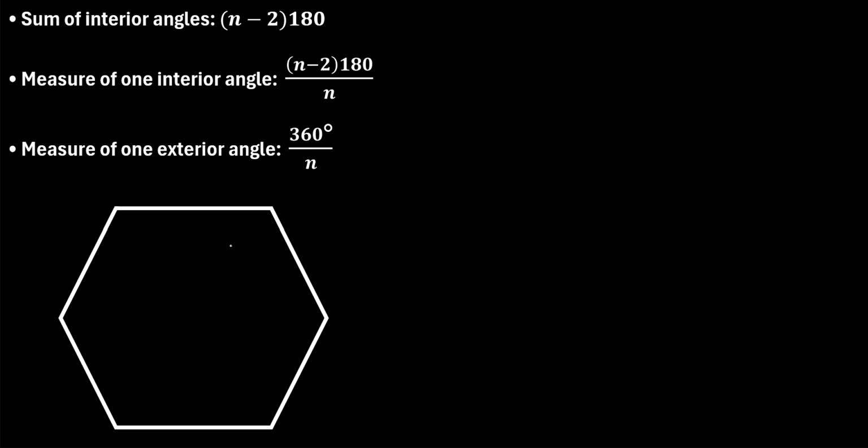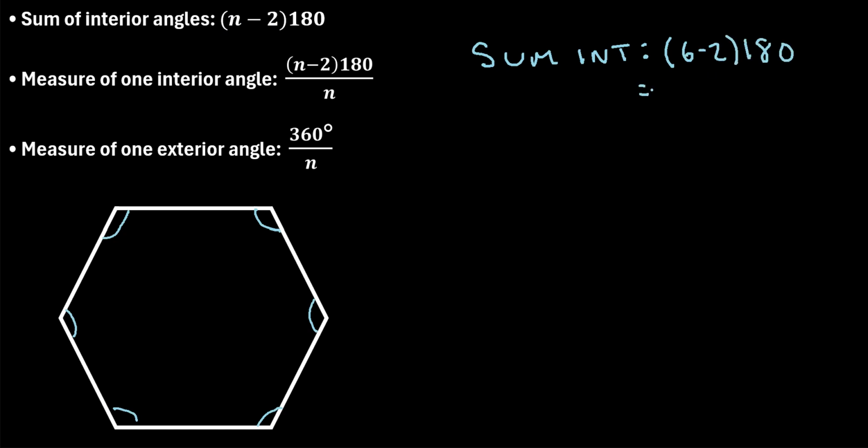Let's say we have this regular hexagon here, so it has 6 sides. To find the sum of all of the interior angles, so remember the interior angles are these angles, to find the sum of these 6 angles, we can use this formula, n minus 2 times 180. I'll abbreviate the sum of the interior angles as int. So n is 6 in this case. There are 6 sides of the hexagon. So 6 minus 2 times 180. 6 minus 2 is 4, and 4 times 180 turns out to be 720 degrees. This is the sum of all 6 interior angles.